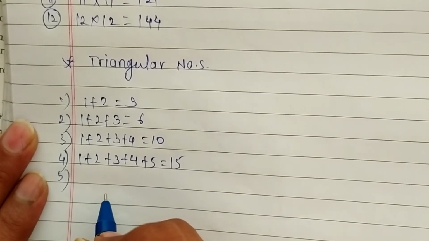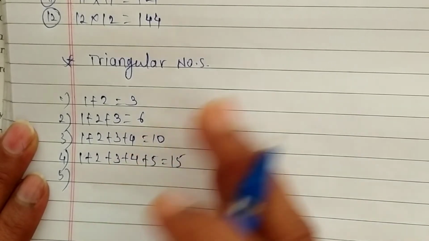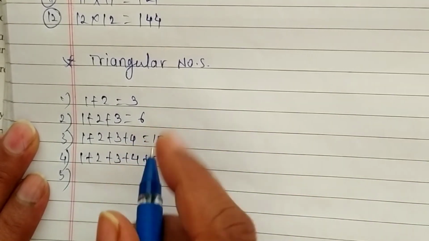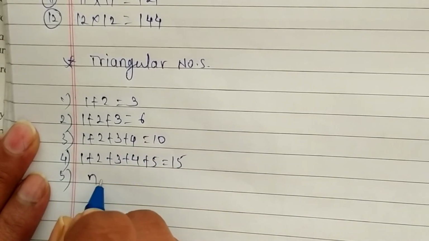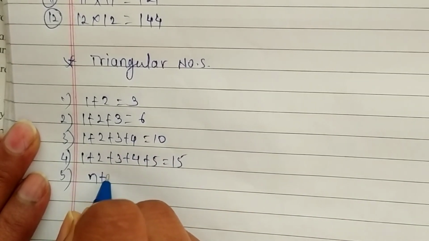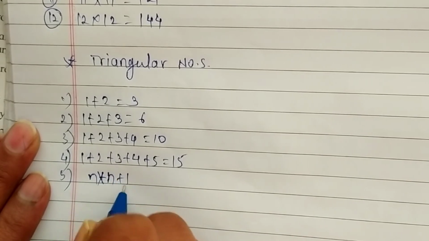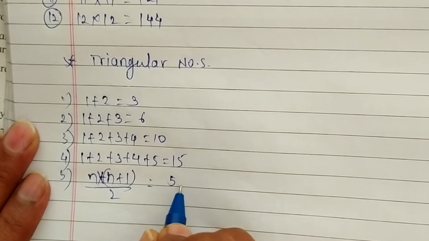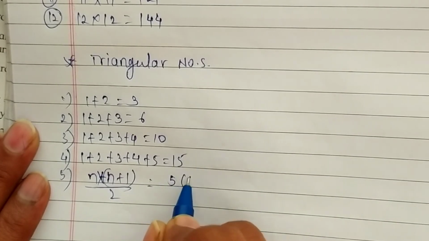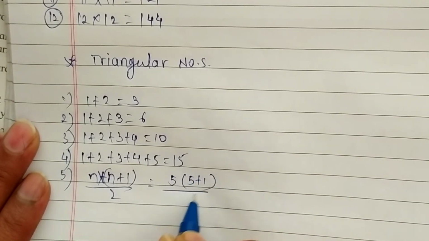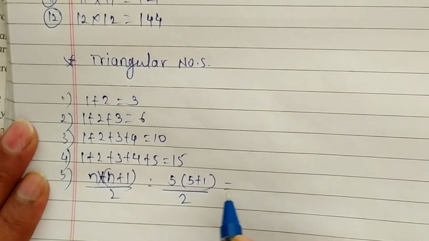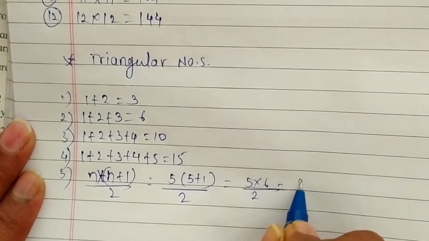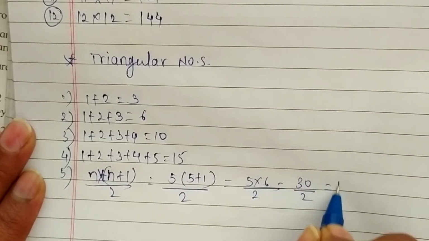now I show you how to obtain triangular numbers by using formula. Formula is n multiplied by n plus 1 divided by 2. So here n is 5 multiplied by 5 plus 1 divided by 2. So the answer here is 5 into 6 divided by 2. 30 divided by 2, it's 15.